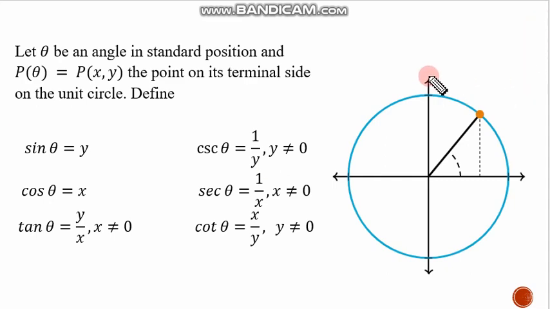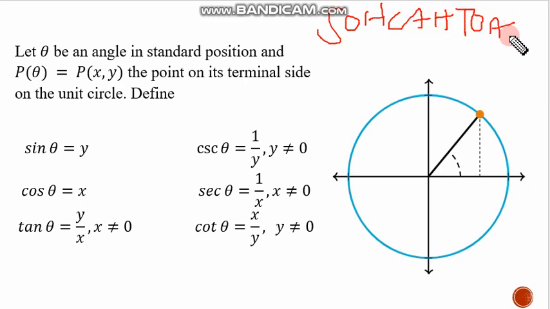So we will refresh about SOHCAHTOA. SOHCAHTOA stands for sine is equal to opposite over hypotenuse, cosine is equal to adjacent over hypotenuse, and tangent is equal to opposite over adjacent. Now, if this is our angle here, theta, this is the y and this is the x, and this is the point with the coordinates x, y.